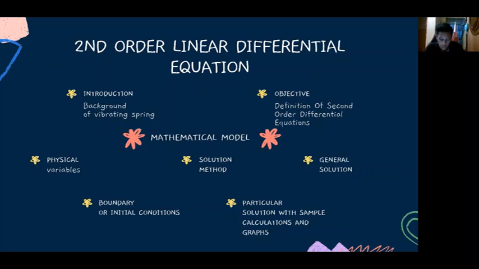From the above equation, it is apparent that the characteristic equation can be obtained from the differential equation by replacing d squared y over dx squared with m squared, dy over dx with m to the power of 1, and y with m to the power of 0. That's all from me, and thank you.